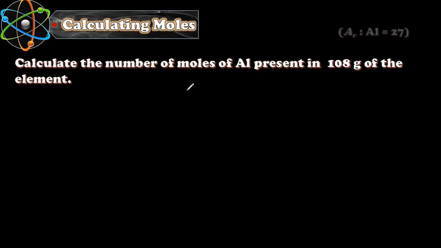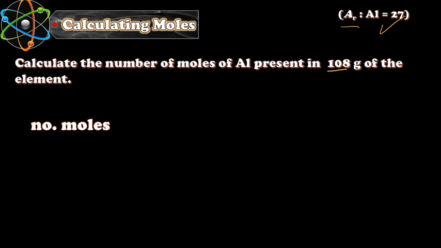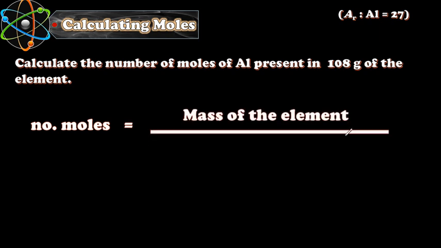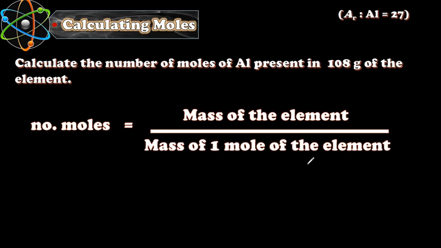Here we have: calculate the number of mole of aluminium present in 180 gram of the element. So we have the mass, but we want to find the number of mole, and here we have the mass of 1 mole of the element, which is the relative atomic mass. So the rule says number of mole equals mass of the element over mass of 1 mole of the element.